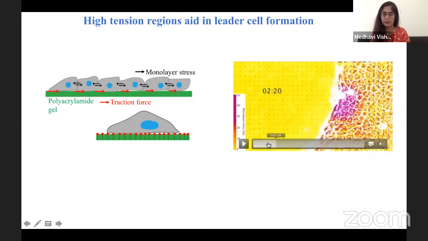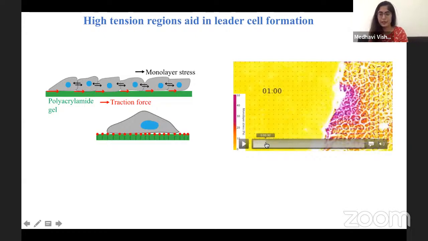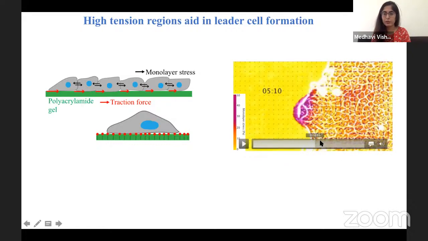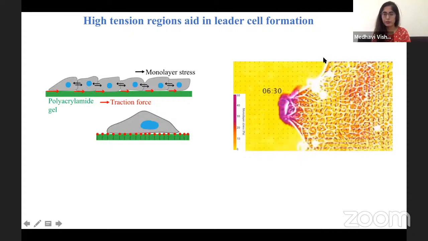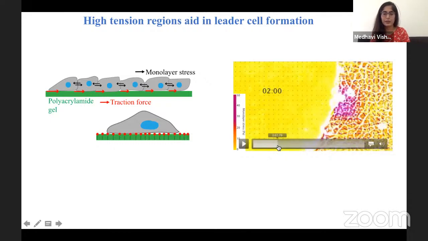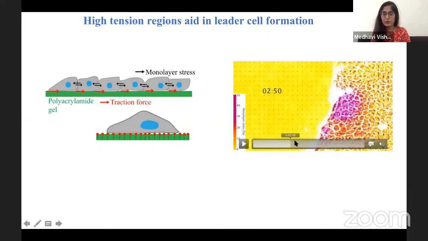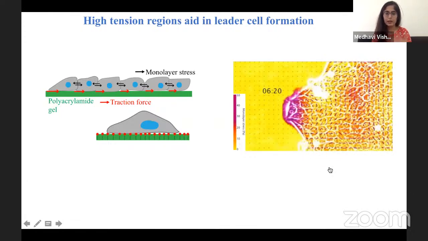That is what it's indicating: that there are high tension regions inside the monolayer, and these regions are actually aiding in the formation of leader cells, because you see a leader cell forming here, but not here, for example. There are more movies where I have also shown that from the regions where there is no stress, you don't see leader cells, but I'm not showing it here. You can please refer to the paper written on the bottom. But when you go over time, you can see that leader cells are emerging from high tension regions.